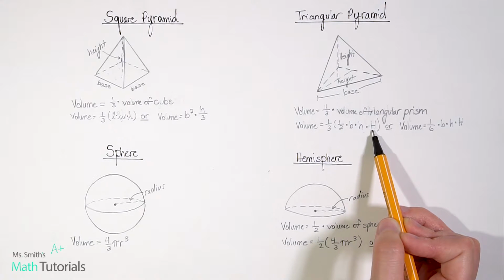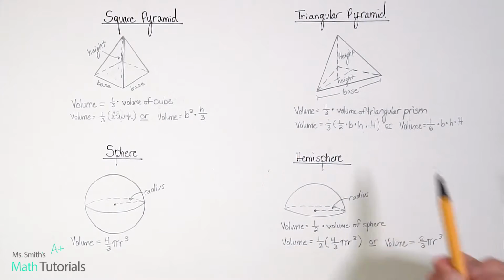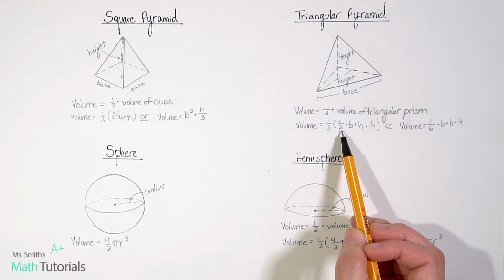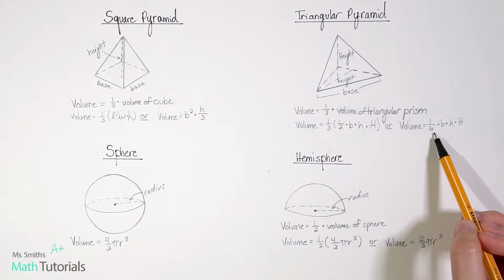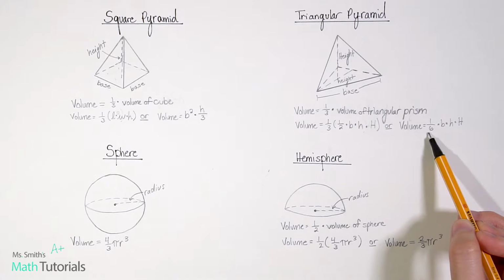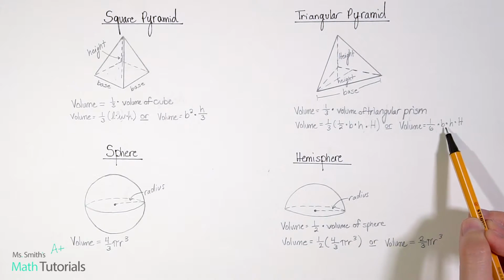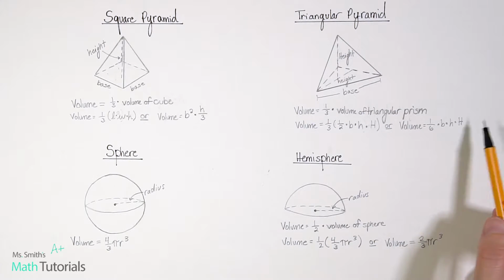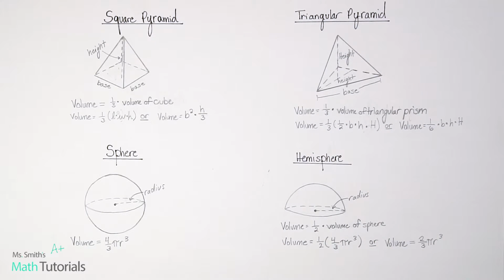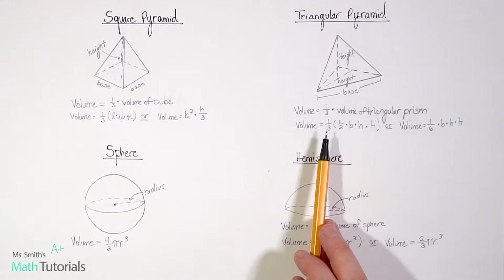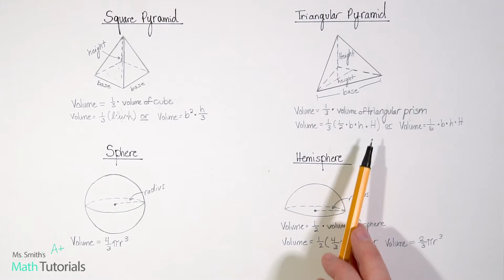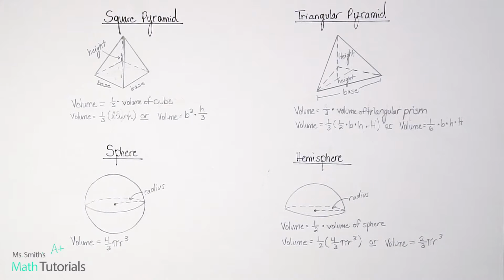2 different h's there. So some teachers like to go ahead and distribute that 1/3 in, and so they get this equation. So volume equals 1/6 times base times height times the height of the object. Either one of these, again, are totally fine. Again, I like this one because it's easy for me to remember. Okay, it's just 1/3 the volume of a triangular prism, but you've got to find what works for you.